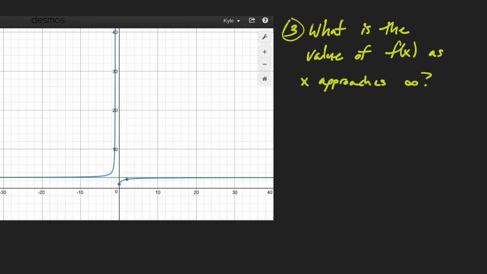So to answer this one, we have to look at, as x goes down this number line and becomes increasingly larger, as it approaches infinity, what does f of x approach? Well, f of x is going to be equal to e. As x becomes larger, f of x just becomes closer and closer to the value of e. So we can simply say that as x approaches infinity, f of x equals e.